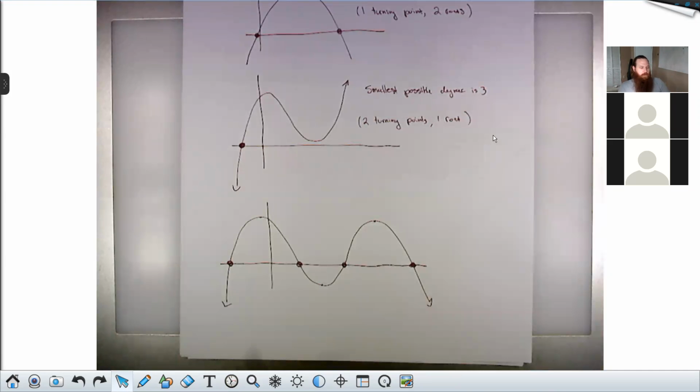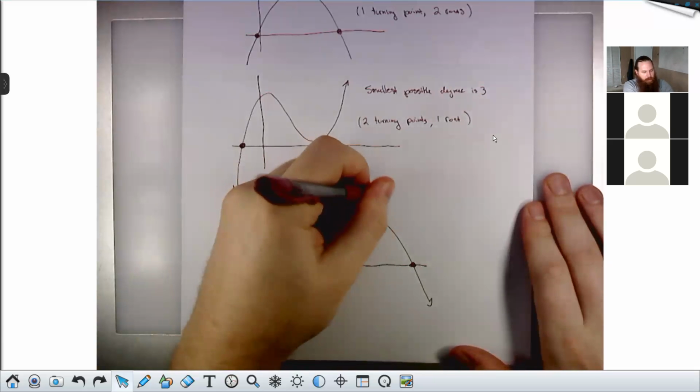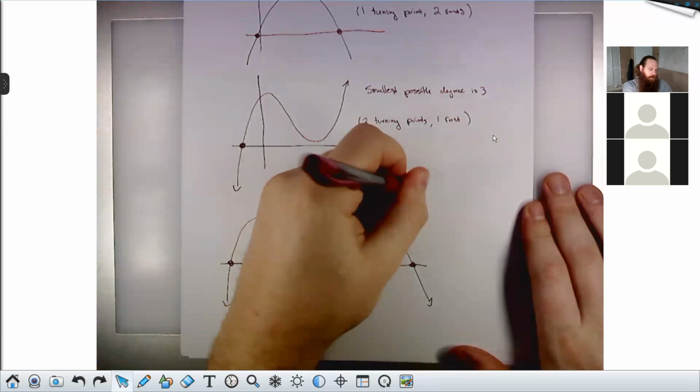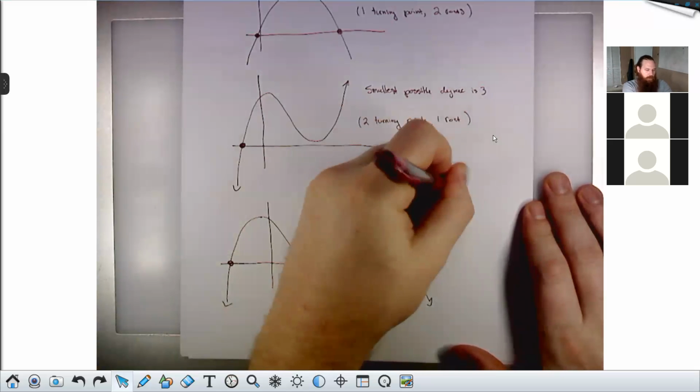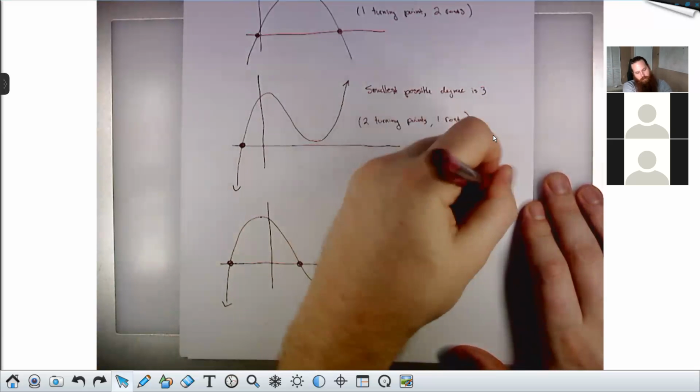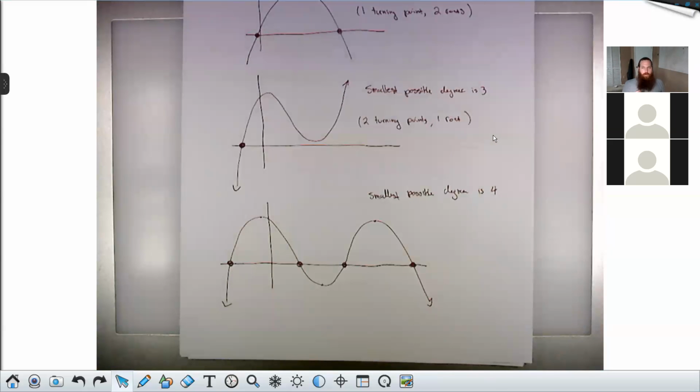What's more, it's not possible for this to be a degree 5 polynomial because of the end behavior. The end behavior goes down on both sides, which means it's got to have an even degree. Right? If the end behavior is opposite on either side, that's an odd degree. If the end behavior is the same on either side, that's an even degree. So the smallest possible degree here is 4. For questions like this, there's 3 things to think about: the end behavior, the number of roots, and the number of turning points.